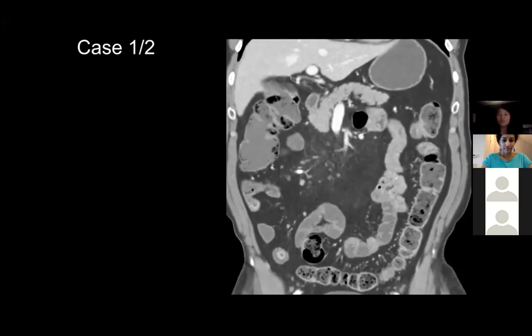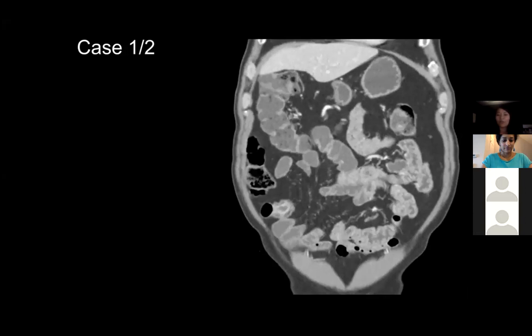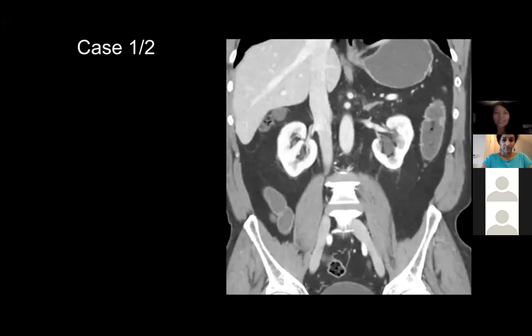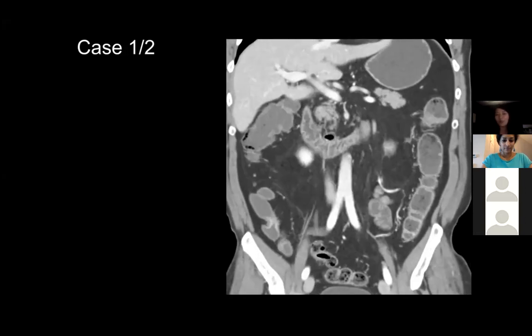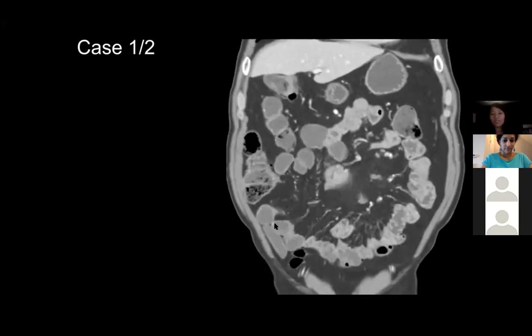So I have two cases. I queried our database for cases where this was brought up as a differential diagnosis. And I'm curious to see if any of you are going to bring up this within the differential diagnosis. So here's the first case.